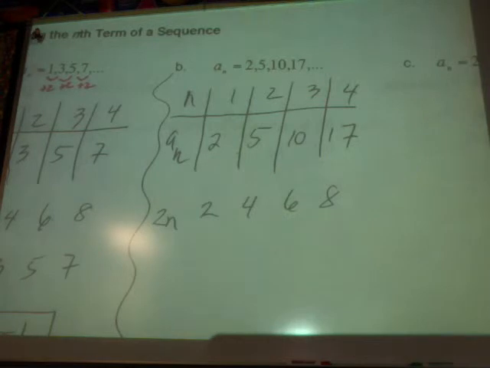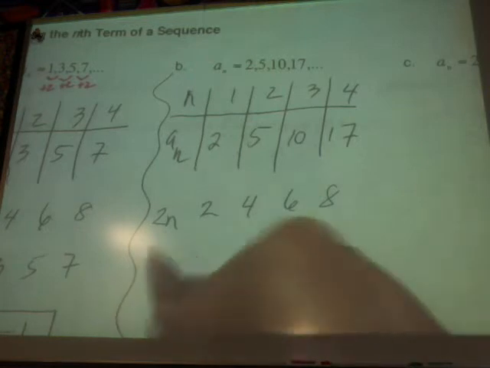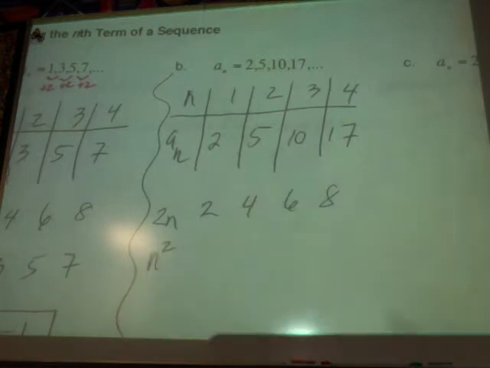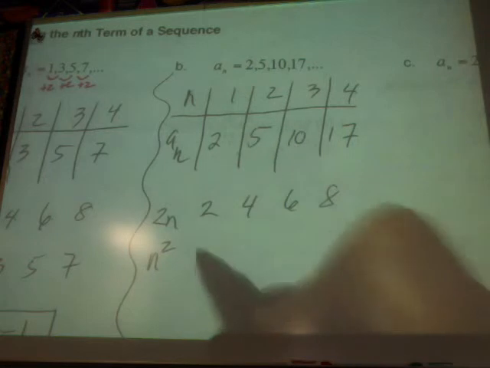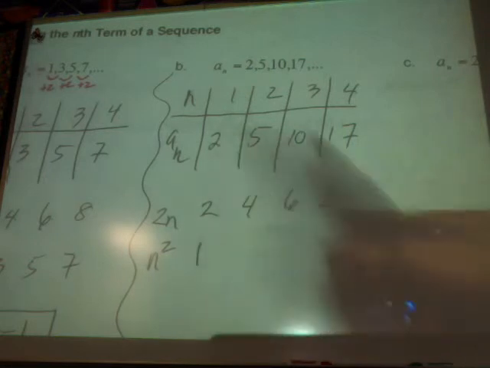Did that help at all? If it's not arithmetic, that's probably not going to help. What else might we try? Squaring it. So what if we had n squared? If we squared this, we get 1. Still doesn't get us to 2, but let's look to see what we get.